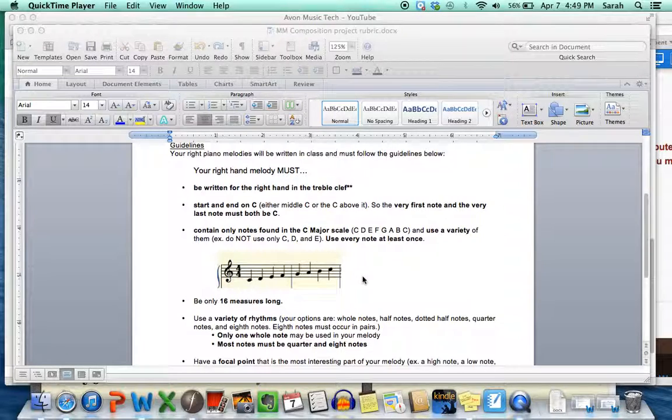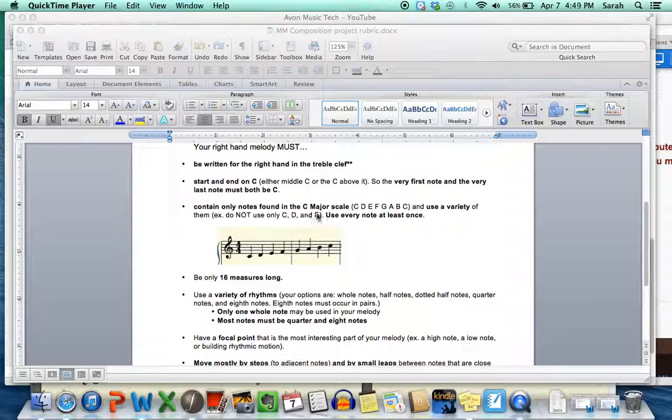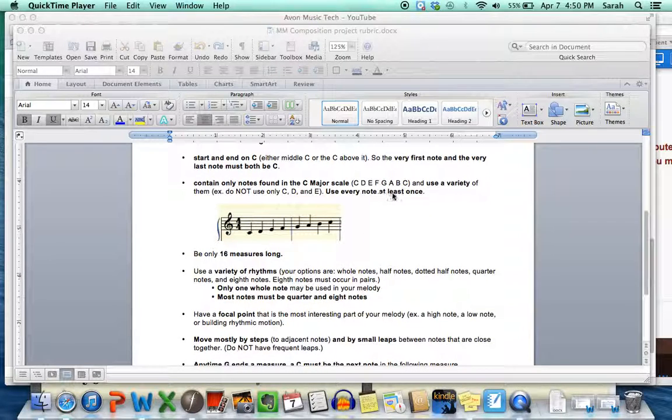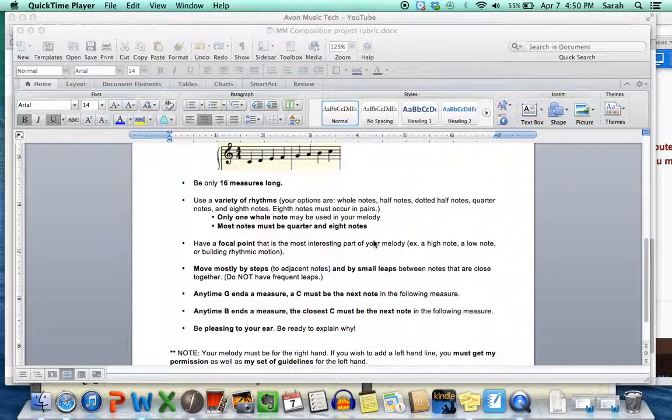You are allowed to use only notes that are found in the C major scale, meaning only the notes C, D, E, F, G, A, B, and C, which are written down here for you on the treble clef with the time signature we're going to be using. So I don't want to see any notes above this C here or below this C here. I also don't want to see any sharps or flats. You are also required to use every note at least once and to use a variety of them in your melody. Your melody has to be a certain length.